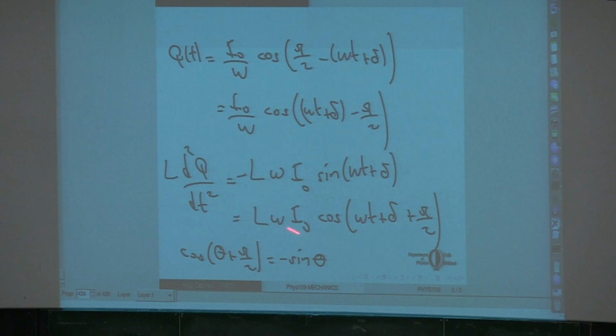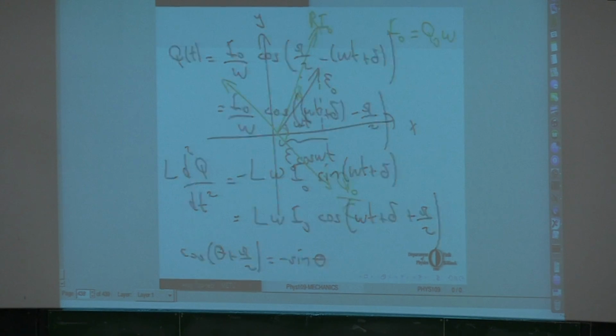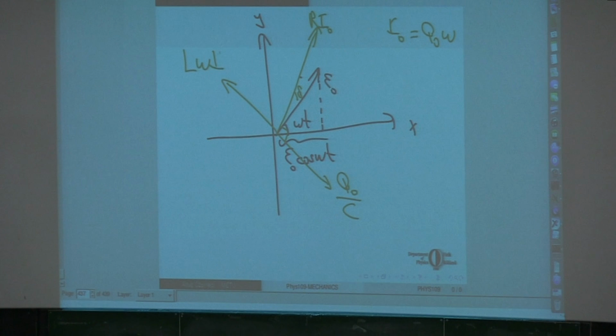Again, the vector that corresponds to this term makes an angle with the horizontal that is 90 degrees more than omega t plus delta. So this is the vector that makes an angle omega t plus delta with the horizontal. If we add 90 degrees to it, we will be here, and the length of that vector is L omega I0. And this is I0 over omega C.